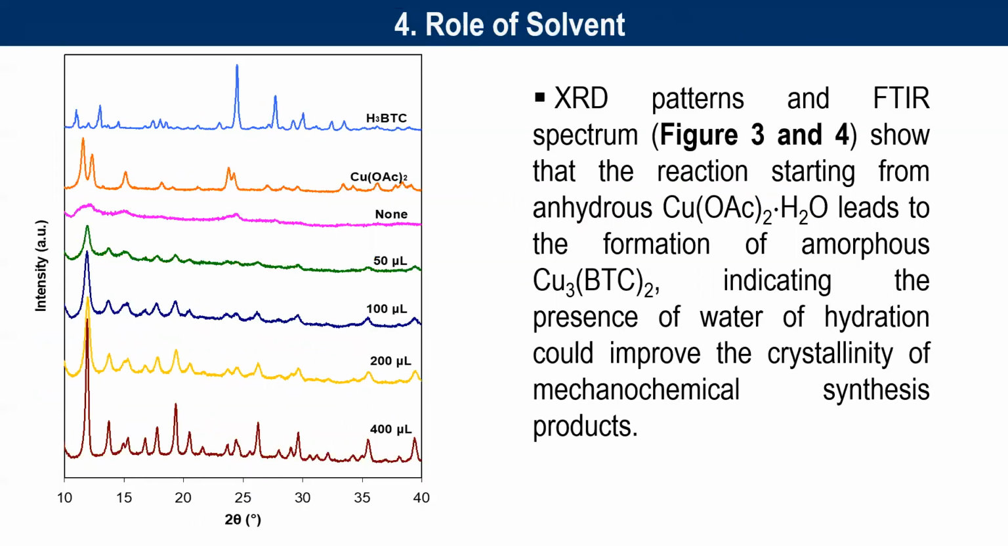Next, we looked at the roles of solvent, using between no solvent in anhydrous copper acetate to 400 microliters of 1-to-1 ethanol and water. It was found that when no solvent was added, it was not possible to form copper BTC. However, with as little as 50 microliters, copper BTC started to form. And after at least 100 microliters, we saw significantly more pronounced peaks in the copper BTC.